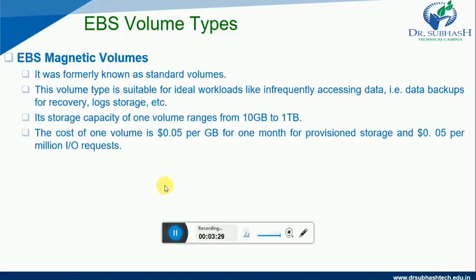Now the third volume type is EBS magnetic volumes. It was formerly known as standard volumes. This volume type is suitable for idle workloads like infrequently accessed data, for example data backups for recovery and log storage, etc. Its storage capacity of one volume ranges from 10 GB to 1 TB. The cost of one volume is $0.05 per GB for 1 month for provisioned storage and $0.05 per million input output requests. So these are EBS magnetic volumes.